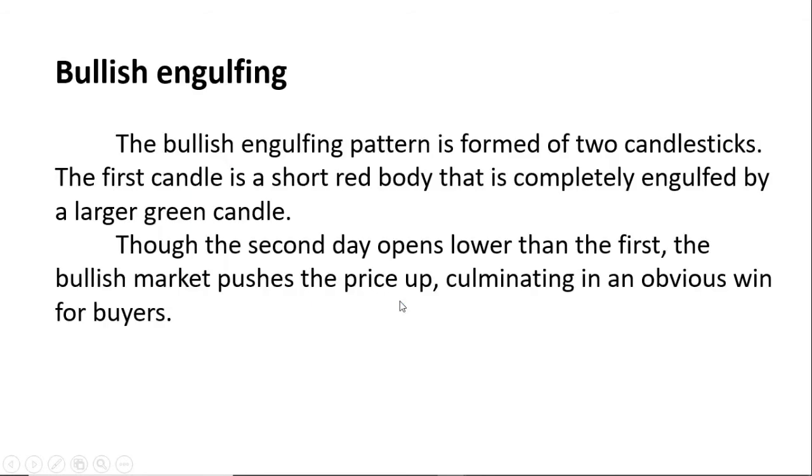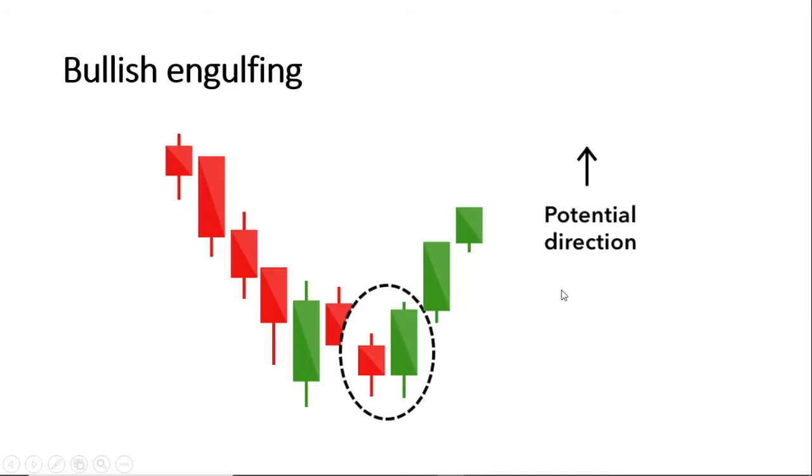Though the second day opens lower than the first, the bullish market pushes the price up, culminating in an obvious win for buyers. So what they have told, the second day opened lower than the first. See, the second day opens lower than the previous day and it engulfs the complete thing, and we'll get a confirmation the next day. The buyers are there. So at this point always you have to take a buy order. So that means the potential direction is also upwards.